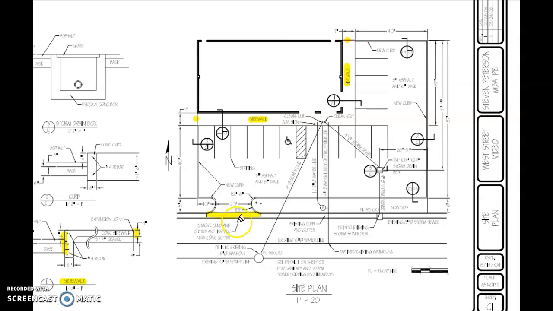So the form work is going to be, go back to my line here, 30 foot from here. Sorry.